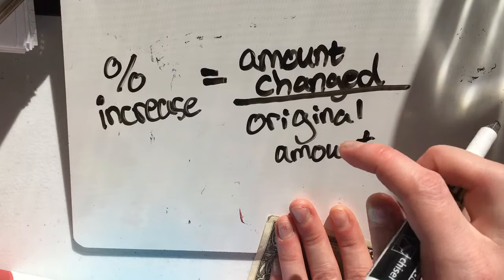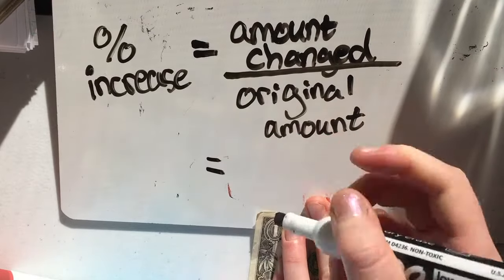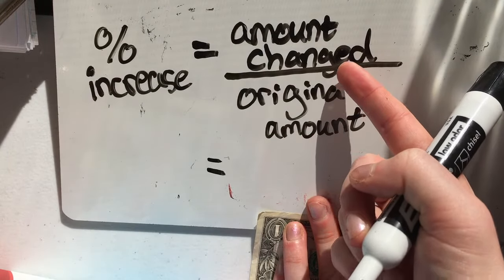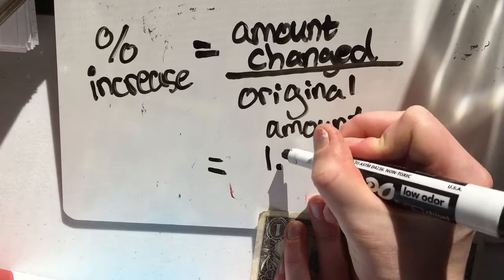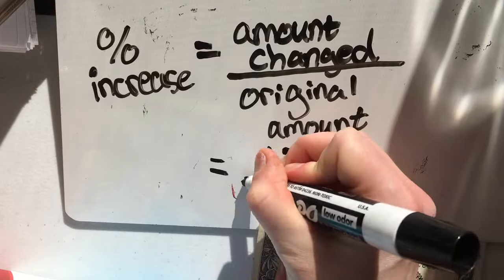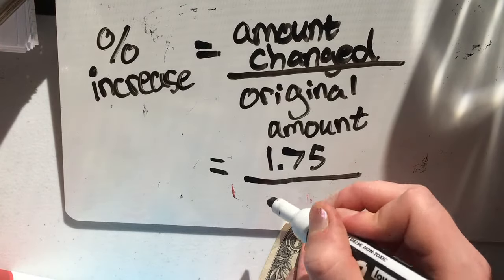So let's think about this problem and then fill in the blanks. For our percent increase, we have to figure out the amount changed first. How much did she find on the ground? Well, she found $1.75, so I'll write that in decimal form. And then how much did she start with? What was the original amount? Well, that was $5.